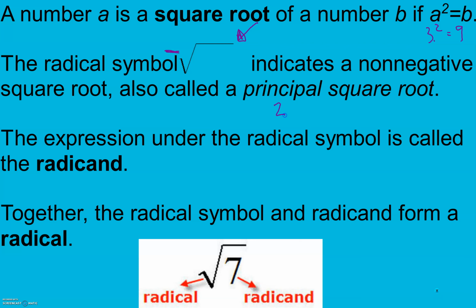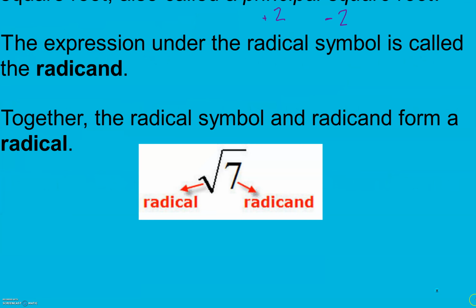Just like if we see a 2, we know it's positive. Same thing here. If we don't see a sign, it's positive. In order for it to be a negative 2, they have to put the negative in front, and they have to do the same with the square root. The expression under the radical symbol is called the radicand, and together the radical symbol and the radicand form a radical. So here, our radicand is the 7. We have our radical symbol, and this entire thing is a radical.